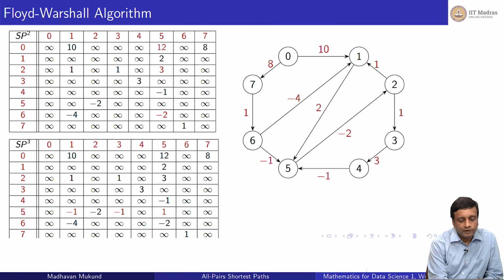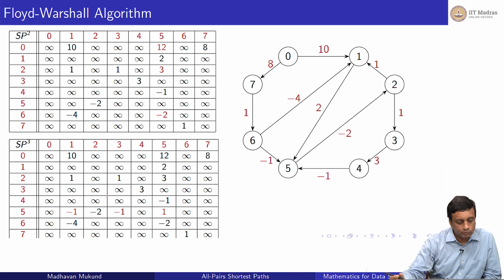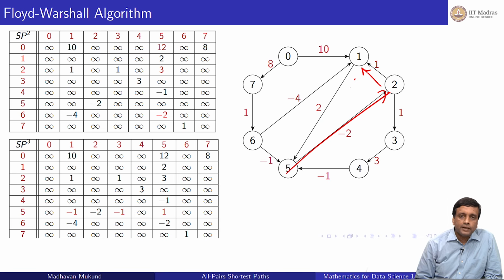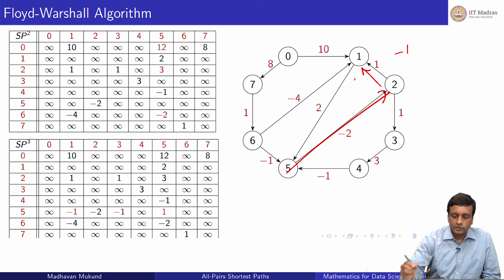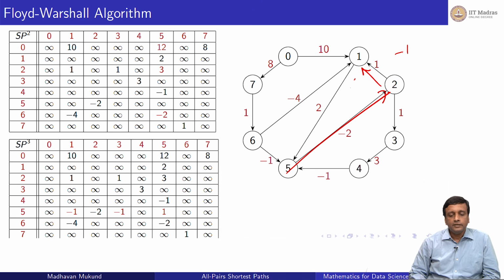So I get updates from 5 to 1, because now I can come to 5 and then I can go to 1 using minus 1. And why is that the case? Because I can actually go around this way, right? So I can go up and go this way. And this gives me minus 2 plus 1, which is minus 1. Yeah, that's the one, right? So in this way, I can now update everything one more time, and I can keep doing this.